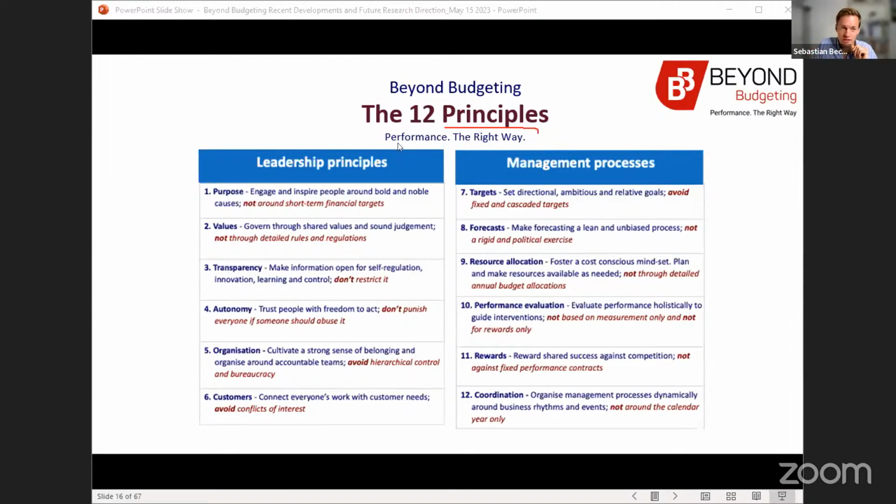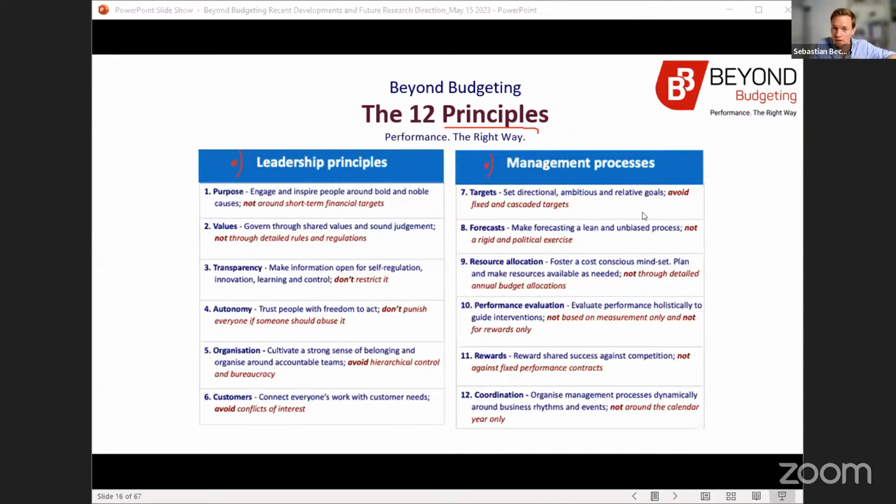Another thing I'd like to mention is that beyond budgeting consists of two parts. We see this here: we have the leadership principles and we have management processes. And this is very crucial, because for people in beyond budgeting, a management model is exactly this. It consists of those two things: leadership principles and management processes. And the idea here is they should be aligned. They should be thought through in coherence.